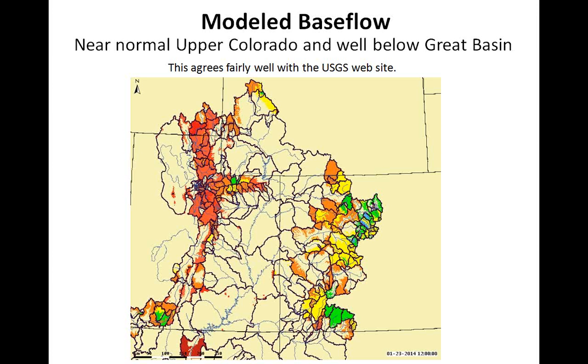And areas that are in the green and the blue are above average base flow, and areas that are in the orange and red are where conditions are drier and much below average base flow exists. So this was one component of the soil moisture that we have.